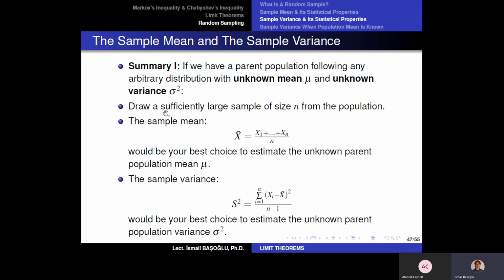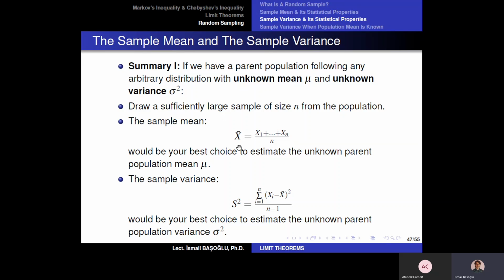And what do we do for that? If I want to make a comment about the parent population behavior, what I can do is draw a sufficiently large sample of size n from the population. The sample should be a random sample. It is important. If it is not random, then we cannot apply the central limit theorem.